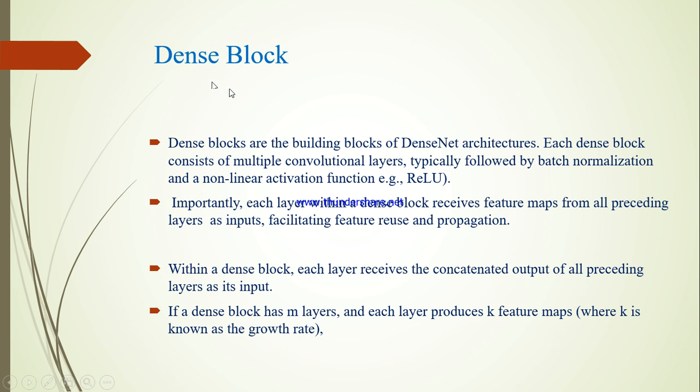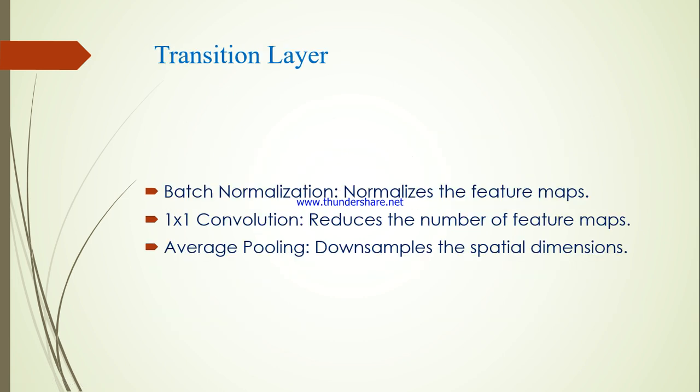In DenseNet we are also going to see the terms growth rate and transition layer. The transition layer is one of the important layers, which supports the number of features, and consists of batch normalization, one by one convolution, and at last ends with average pooling. Batch normalization is always helpful to normalize the feature maps, and one by one convolution is also helpful to reduce the number of feature maps.